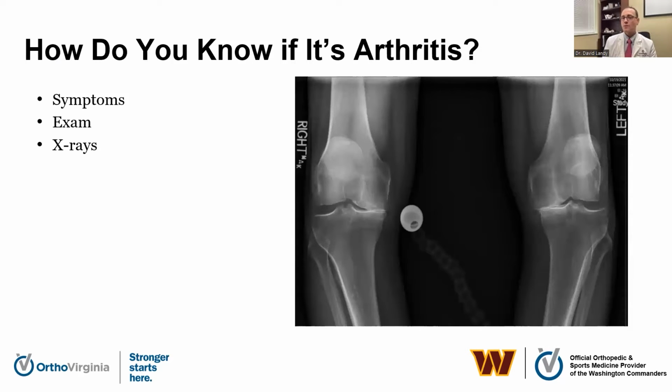And then x-rays are probably one of the most important things to diagnosing arthritis. Here's an example on the right where you can see the bones have clearly lost all their cushioning because they're touching on the x-ray and there's no space left there. That's what some people might refer to as bone on bone.